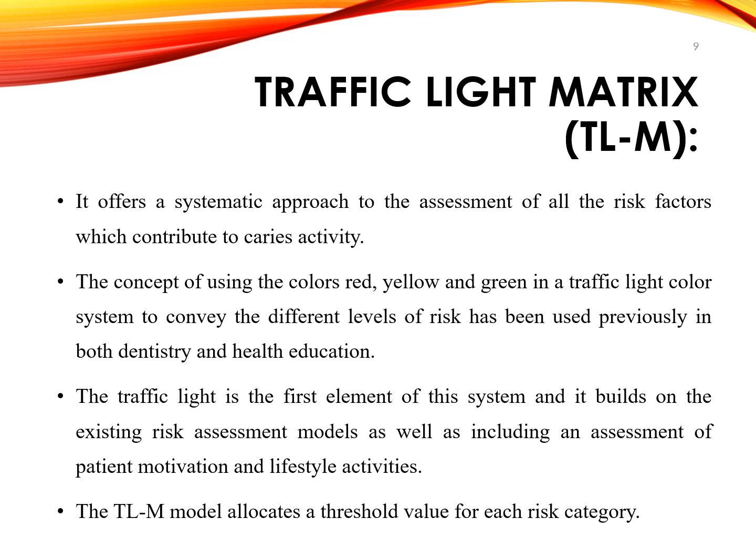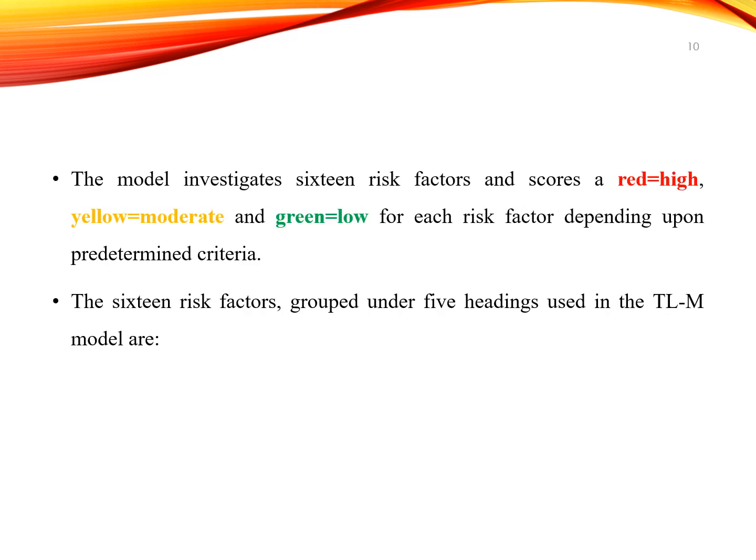So the traffic light is the first element, as it builds on the existing risk assessment, as well as includes an assessment of the patient's motivation and lifestyle activity. So it allocates a threshold value for each risk category, and based on the 16 risk factors, the score of red, which is high, yellow, which is moderate, and green, which is low, can be given based on predetermined criteria.